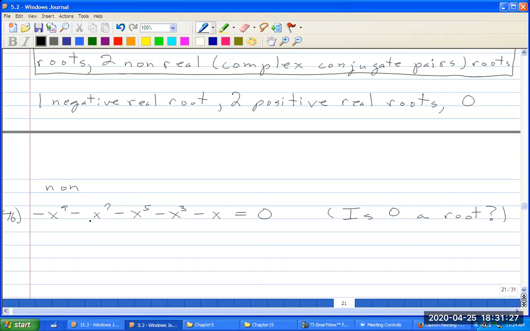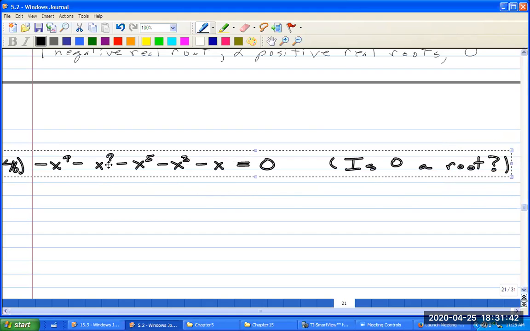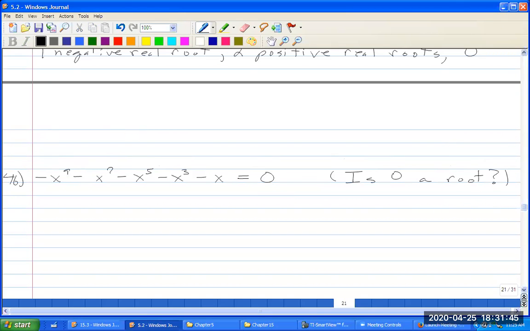So 0 non-real roots. I already had a 0 there. And 0 non-real roots. And that's your answer.